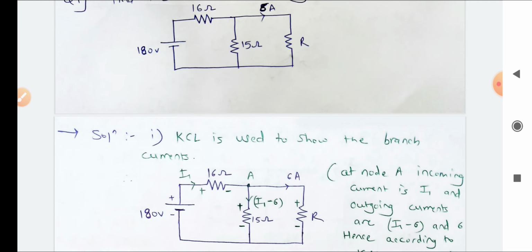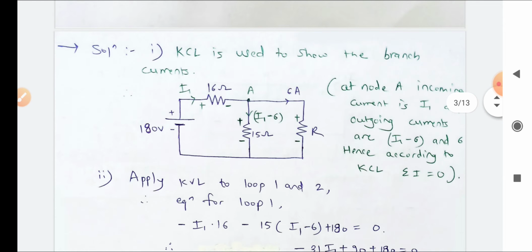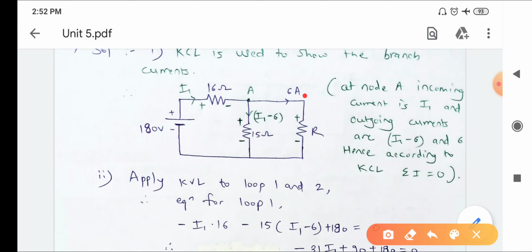The first step is to show the branch currents. The 6 ampere current is already flowing through resistance R. The current flowing through the 16 ohm is I1. Now at node A, this I1 gets divided into two parts. The current gets distributed in two branches. We have already known the current flowing through the R ohm resistance, it is 6 ampere.